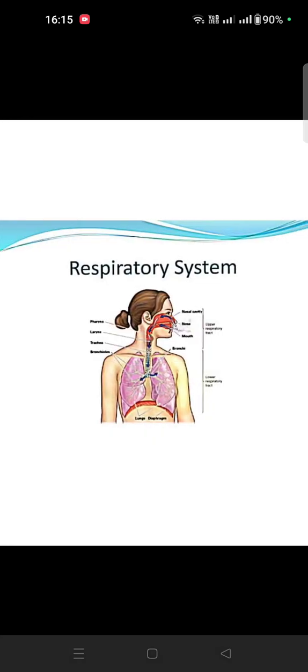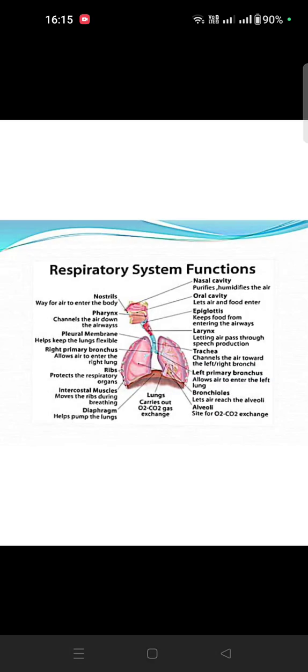So this is the respiratory system, from the nasal cavity up to the diaphragm. What are the functions? The nostrils let the air enter. The pharynx channels the air down, and the larynx is for air, while the esophagus is for food. The pleural membrane helps to keep the lungs flexible. Then the bronchus allows the air to enter the right lung. Ribs protect the respiratory organs. Intercostal muscles move the ribs during breathing. The diaphragm helps to pump the lungs.